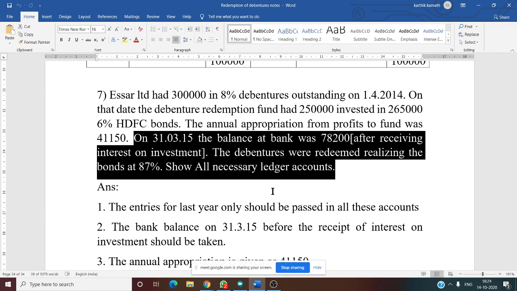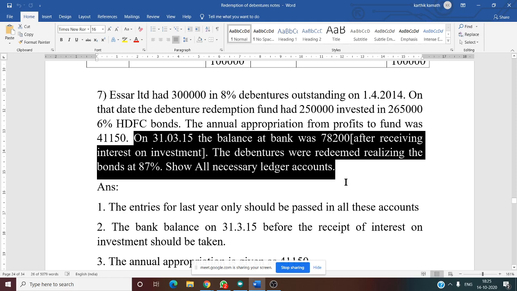So first you need to write the bank account balance before receiving the interest. Here they have given it after receiving the interest, so you need to deduct last year interest from the closing balance of the bank at the year end. Then you need to write separately interest on investment for the last year.